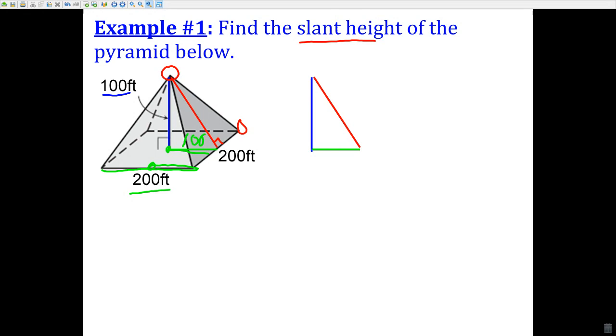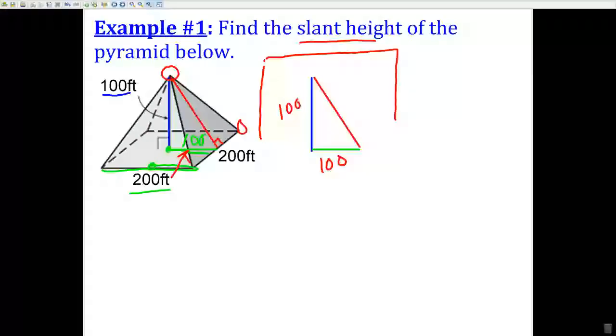Okay, so they give us the blue line, which is 100. Okay, and I can represent that red, green, blue line over here on this side. So the blue line was 100. The green line was 100, right? Not 200. Remember, we cut it in half because it's half of that whole thing, right? And then, well, we don't know what the red line is. Oh man, we can find out.